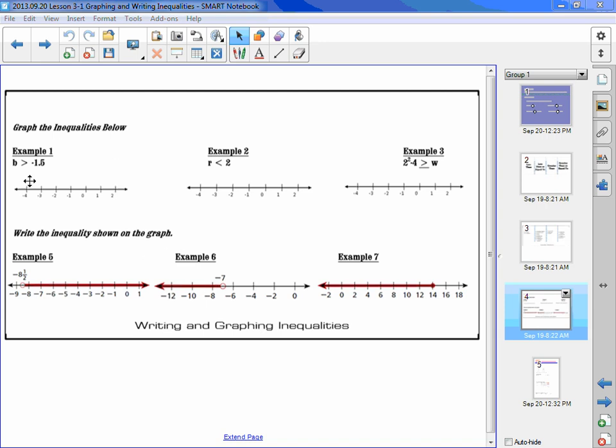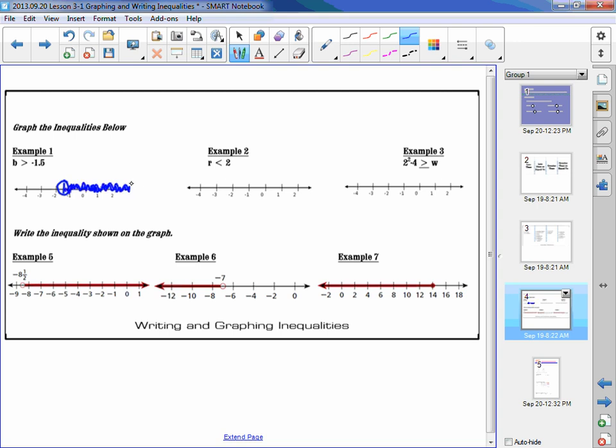On example 1, we read this: b is greater than negative 1.5. So to make a graph of this, what we'll do is find negative 1.5 on the number line, which would be, let's see, here's 0, here's negative 1. So negative 1.5 would be about right there. And because there's no equal to line, we put an open circle on negative 1.5. And then with a greater than symbol, you will always shade to the right. So it should go this way. So this is how you make a number line graph of b is greater than negative 1.5.